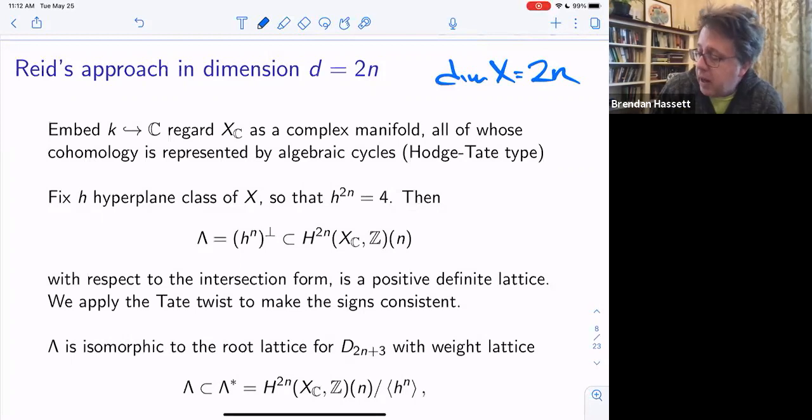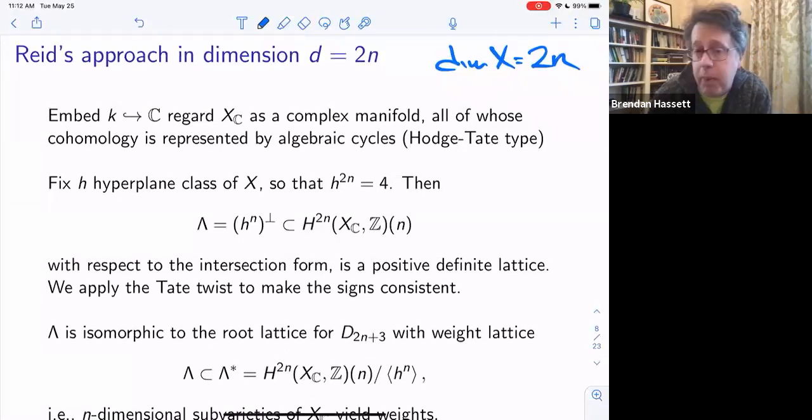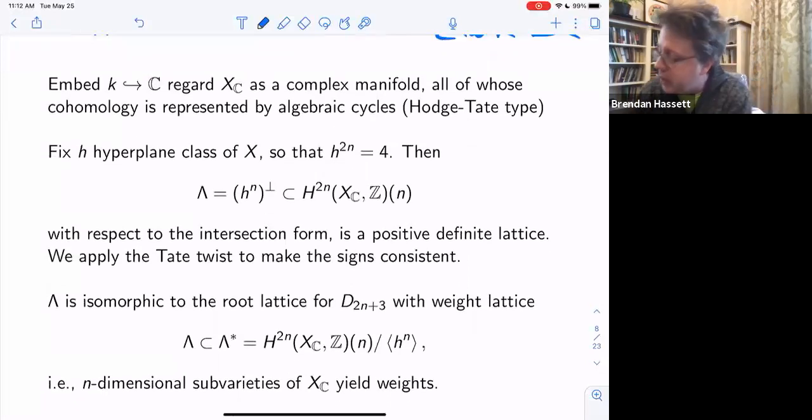So let's pass to the complex field for the moment. Let's embed our field into the complex numbers, and consider X as a complex manifold so that we can do Hodge theory. All of the cohomology of this complex manifold is represented by algebraic cycles. All the cohomology is of Hodge type, so the cohomology is only in even dimensions and is generated by algebraic cycles. I'd like to fix a hyperplane class of X and look at the primitive cohomology, the orthogonal complement of the hyperplane class.